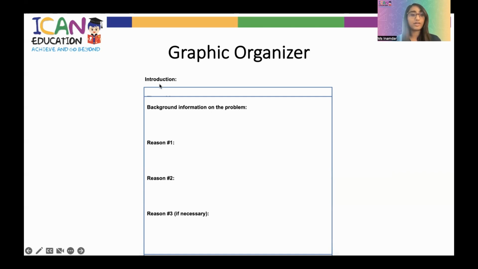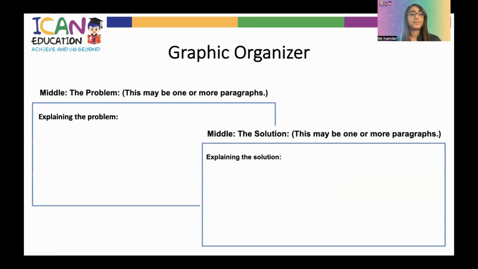Your introduction paragraph, you have to give background information about the problem and reasons why this problem is important or why the reader should care about it. So that's reason 1 and 2. If you have a third reason, you can give it, but it's not necessary.